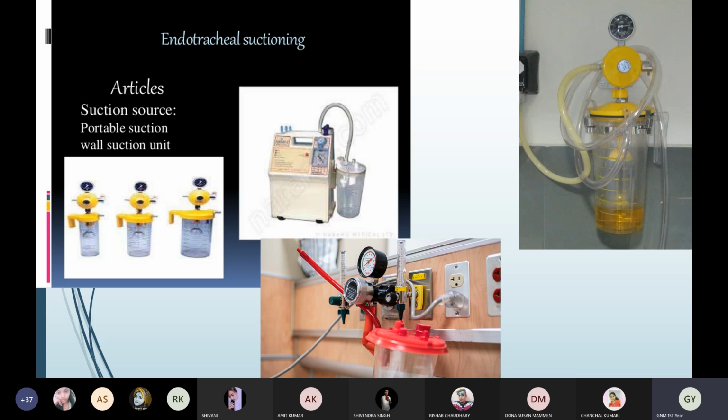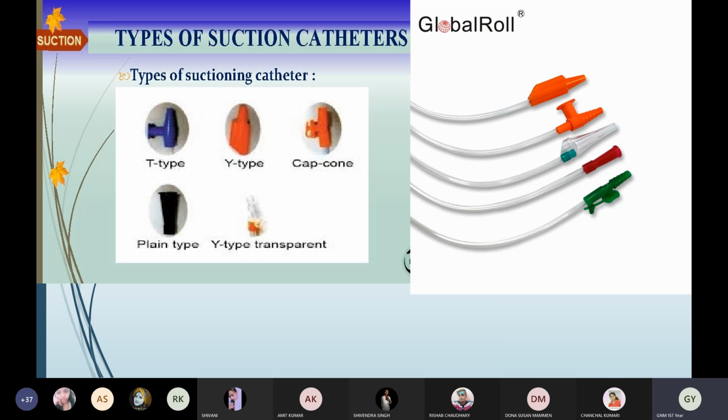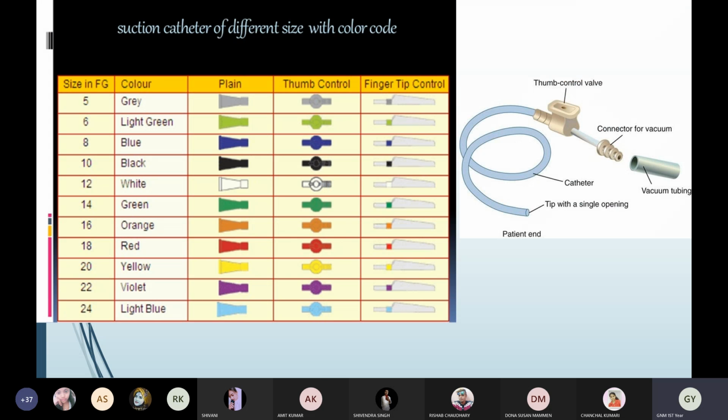Then I taught you about the types of suction catheters. There are 5 types. One is the T type, we call it a thumb type. Then there is a Y type, a cap cone which has a cap, this is green color. Then there is a plain type, the red color you can see, maroon color, this is a plain type, and there is a Y type transparent which has a transparent tip. So these are the 5 types of suction catheters, with color coding according to their size.